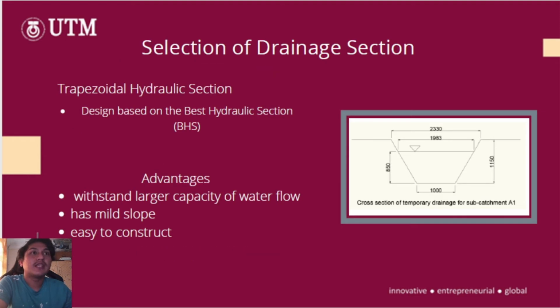Our selection of drainage design. In this design, we choose a trapezoidal hydraulic section. The design is based on the best hydraulic section, which is BHS. The reason we choose this section is that this shape can withstand a larger capacity of water flow, has a mild slope, and is easy to construct.